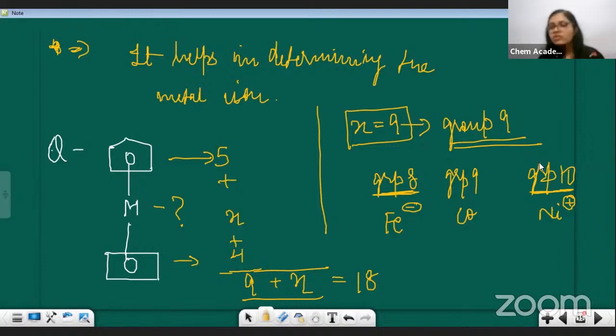Similarly, it is not just for the 3d series. This will also apply to the 4d and the 5d series. I hope all of you understood this. So these were the questions. These are some important questions from Organometallics because you had asked me to discuss some questions based on 18 electron rules when I did the previous year questions in lecture 1.